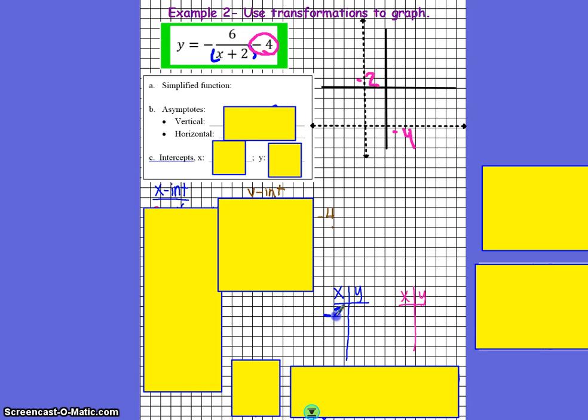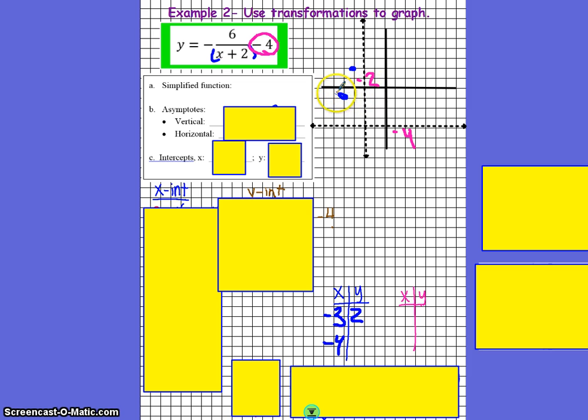Negative 3. If x equals negative 3, plug that back into the original function. That gives us 6 over negative 1, which cancels out here. 6 minus 4, which gives us 2. Negative 3 and 2 is right there. Let's test another value. How about negative 4? And we see if you plug negative 4 in, you get a y value of negative 1.